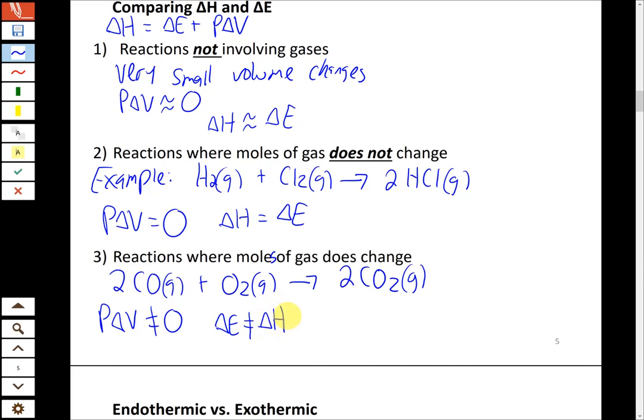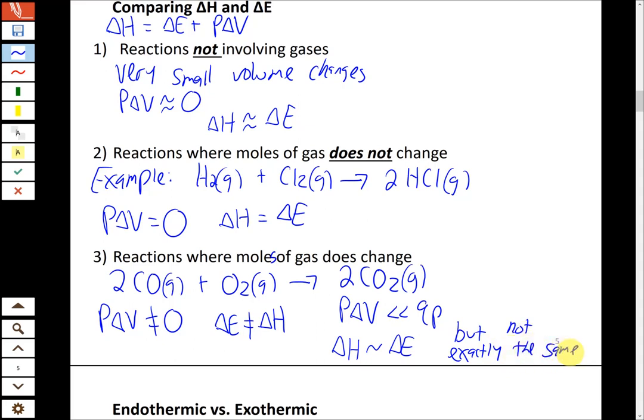But that said, in most cases, it's not exclusively true, it depends on the situation, but in most cases the P delta V term is a lot smaller than the heat, QP. So still, even in these situations, they're not going to be that different from each other. They might differ by a few kilojoules or so, but they're not going to be totally off, so not exactly the same. So the long story short is that delta H gives us a lot of the same information.